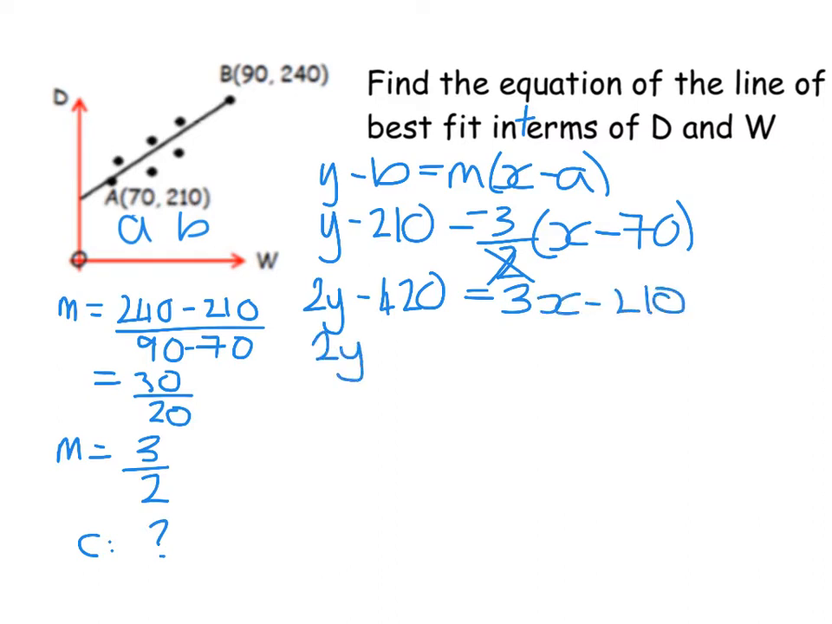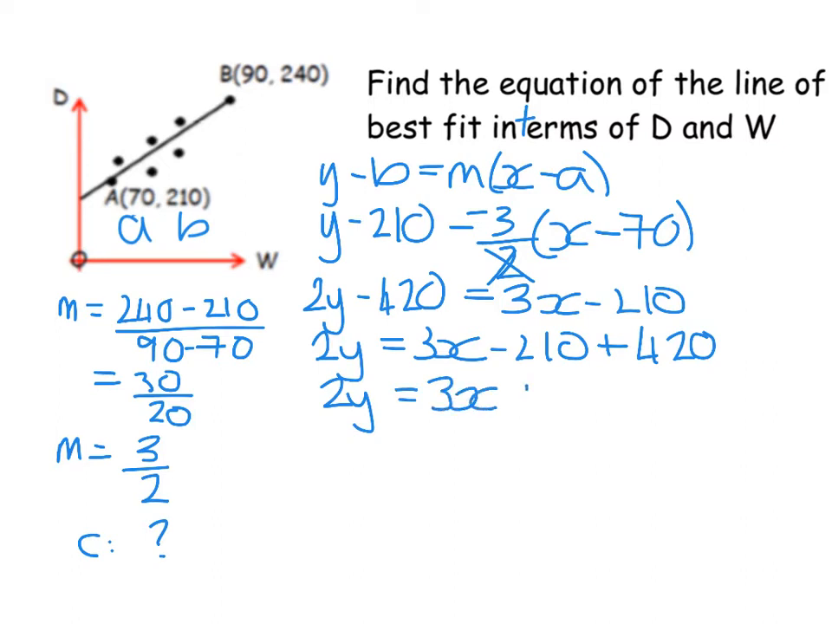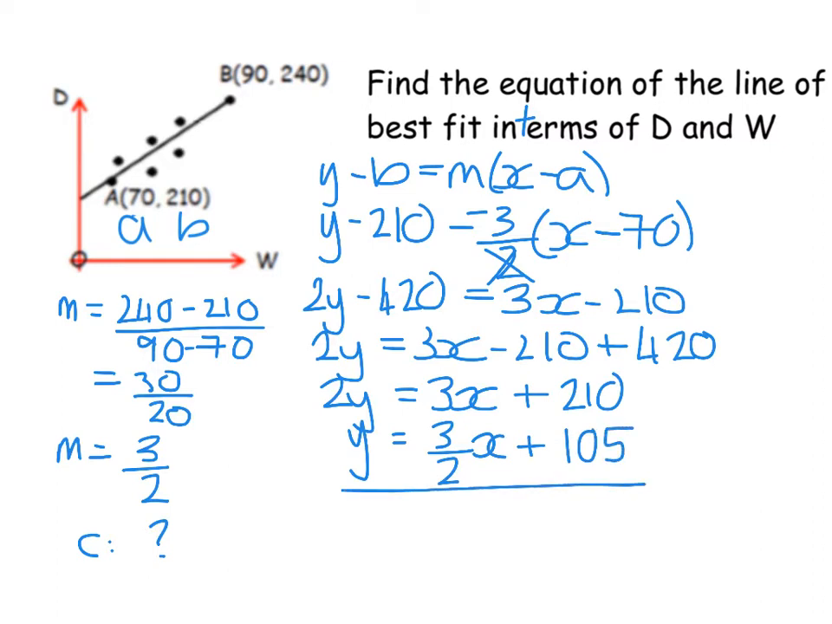2y, the minus 420 I'm going to move over. So we've got 3x minus 210 plus 420. Again, some of you might skip that wee line. Leaving us with 3x plus 210. Last step is to divide everything by 2, giving us 3 over 2x plus 105. So that is what we think is the equation of the line.